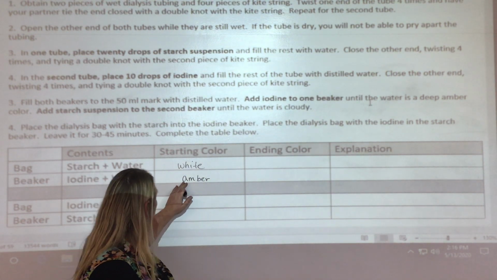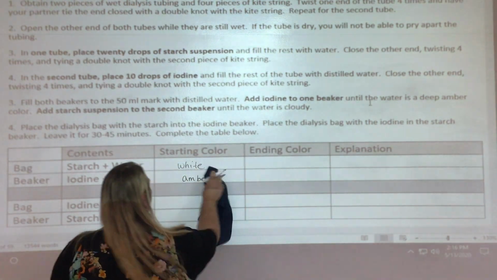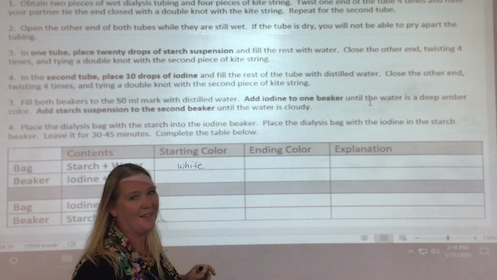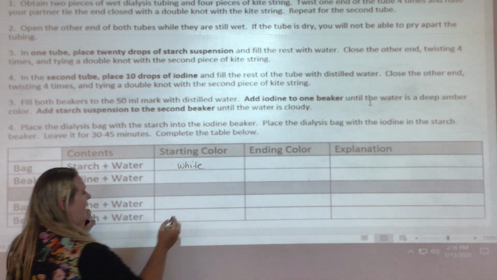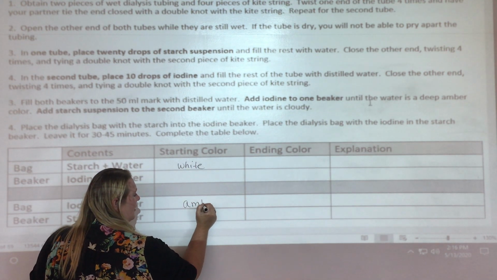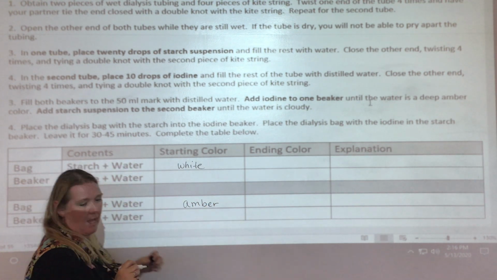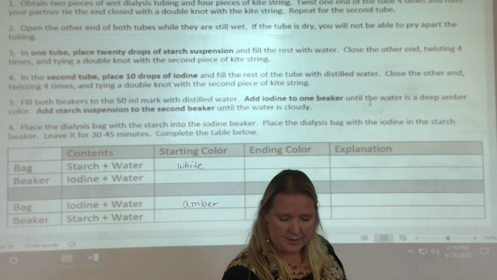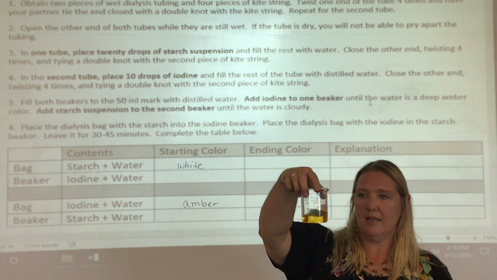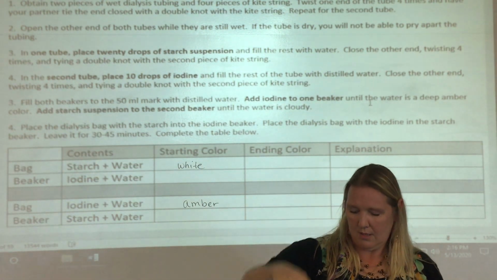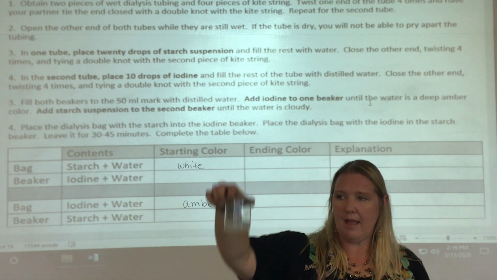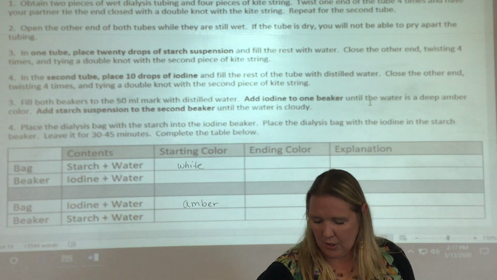Iodine and water. Whoops, I didn't talk about the beaker yet. Sorry. All right, and then the bag. The other bag has iodine, and it is amber color, okay? And so then we have 2 beakers. We have an amber color beaker, okay? And then we have a white color beaker, okay?